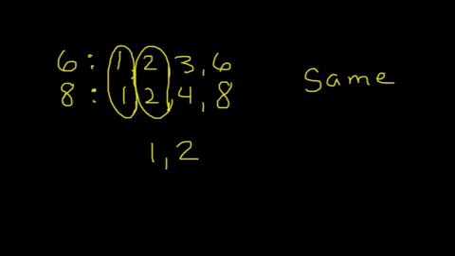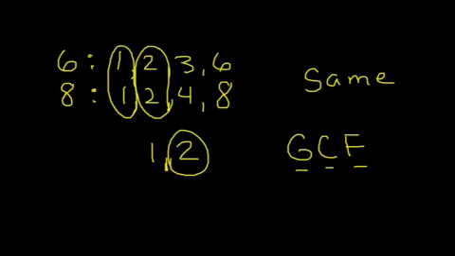They're the common factors. Sometimes your book will ask you to find the greatest common factor. They call it GCF, which means greatest common factor. That's actually pretty easy, because you just look at these two common factors and figure out which one is the greatest. Which one is the biggest? Well, 2 is the biggest, so it's the greatest common factor.